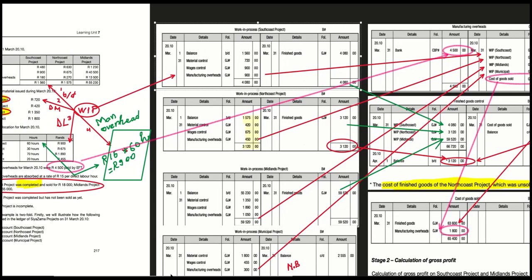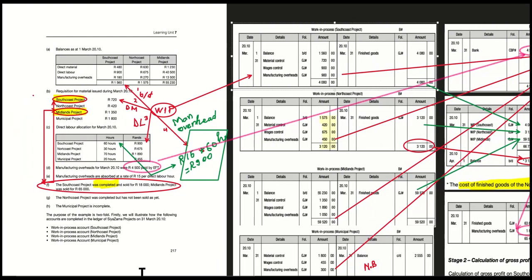So that was for the finished good ledger as we touched on it. But let's again just do the work in process. Let's do a clear example for the South Coast project. If you look at the South Coast project, we did agree that there was an opening balance of 1,560, right? And if you remember, we looked at the requisitions that were done in March for the South Coast project. It was 720, which we add.